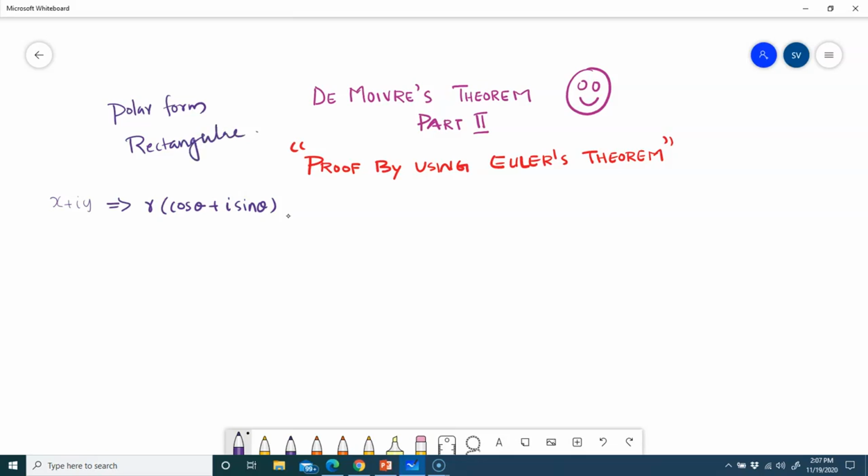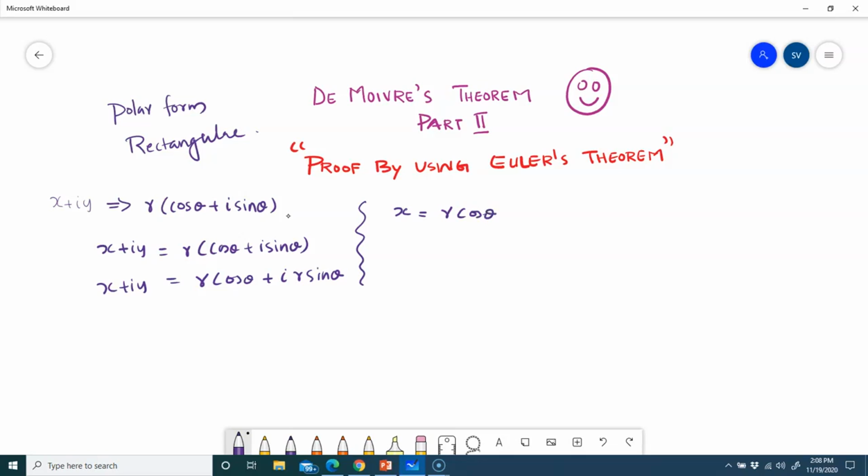So we are trying to express a regular complex number x plus iy in the form r of cos theta plus i sin theta. Because this is an equation, we can rewrite it as x plus iy equal to r of cos theta plus i sin theta, and FOIL it: r cos theta plus i into r sin theta. You can simply equate the real and imaginary parts of this equation. So x is equal to r cos theta and y is equal to r sin theta. Okay, that's good.